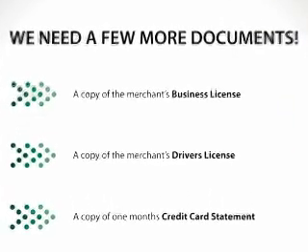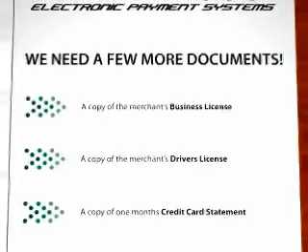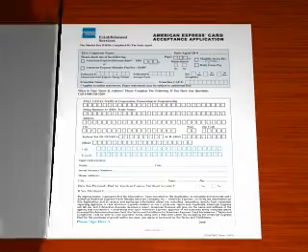EPS requires just a few more documents along with the merchant application to complete the approval process. We need a copy of the merchant's business license, a copy of the merchant's driver's license, which will help our processing department with valid residential information, and a copy of one month's credit card processing statement. This will assist the underwriting in the approval process.